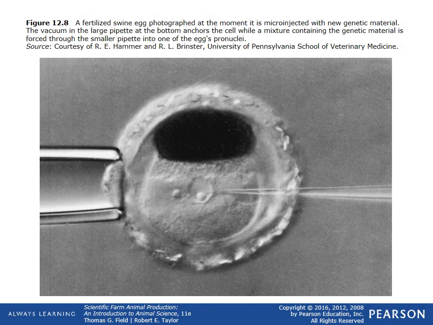Here's an example of a fertilized swine egg that's being injected with genetic material here in a vacuum. They put the vacuum on the left and insert the needle from the right side of your screen. Trying to figure out, can we do something different with this pig egg?